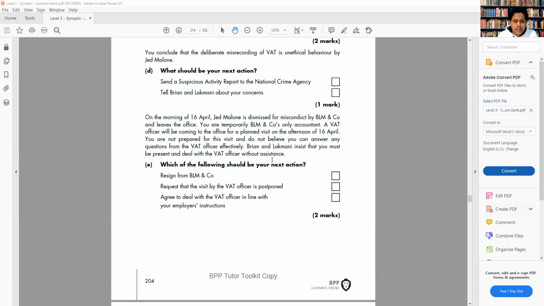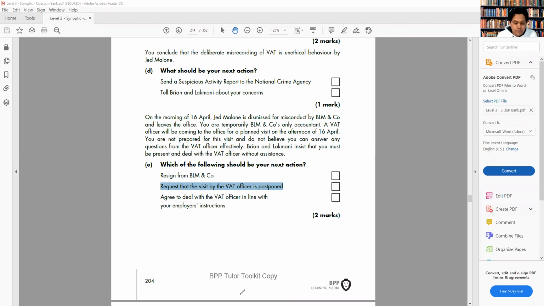What should be your next action? Remember, don't do it because you cannot do it. You don't have enough experience. So you request that the visit by the VAT officer is postponed. You let the VAT officer know I'm not a very qualified person, so I don't have enough training right now, so make the visit postponed. Normally, if there is a visit from HMRC or from the VAT, if you make a request, they always listen. They always give you time.